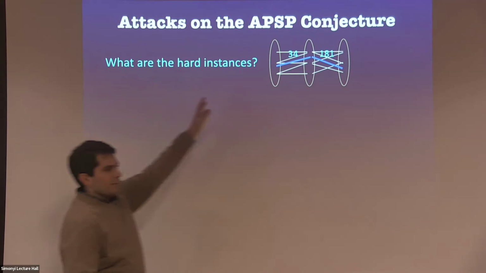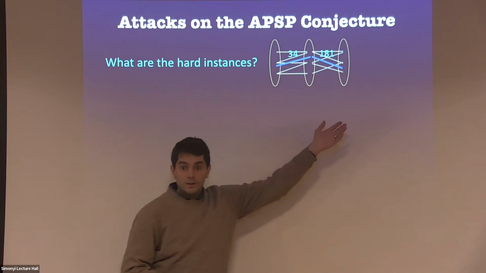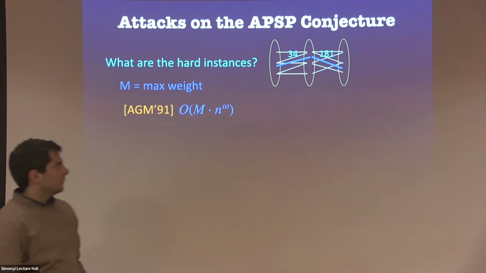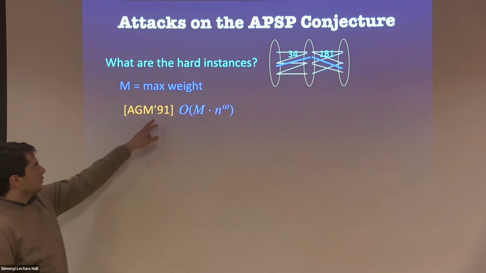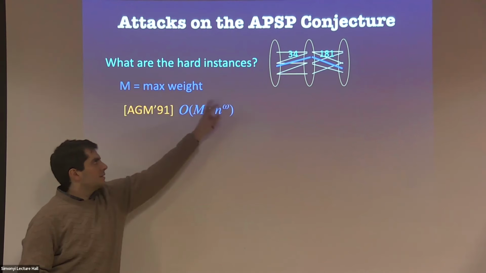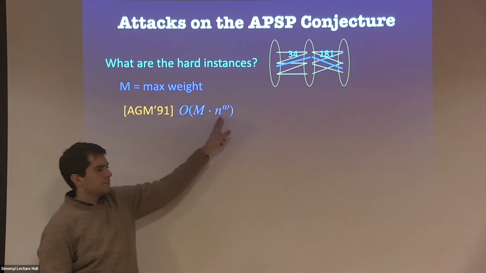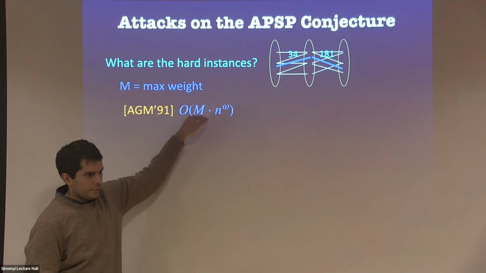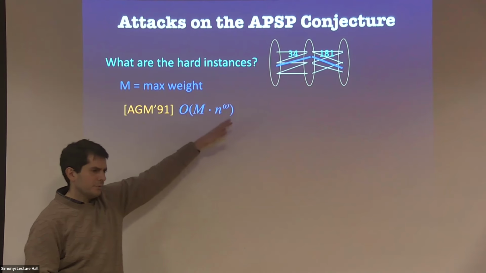So we have these weights. What do they look like? Random, we said, looks kind of easy. The thing we knew is this: if you look at the maximum weight M, you can get a bound of M times n to the omega. So if the max weight was sublinear, smaller than linear, then it's subcubic if omega is 2.